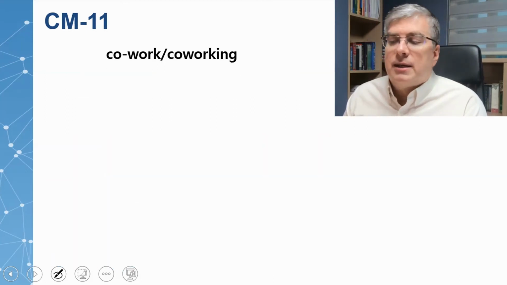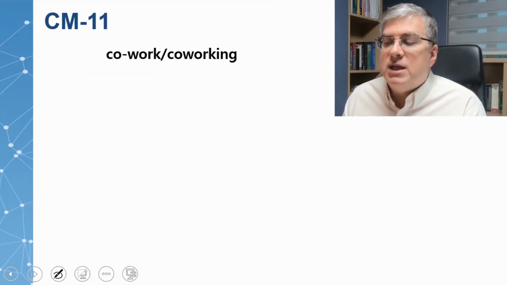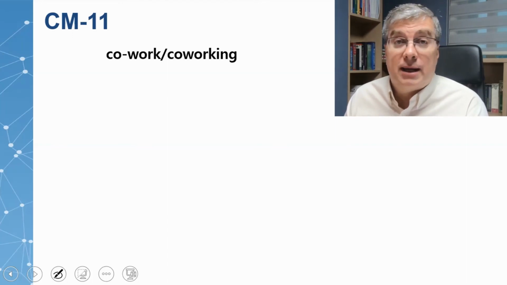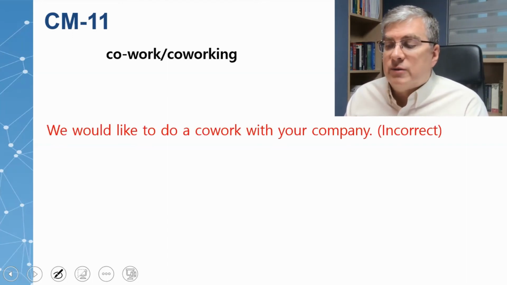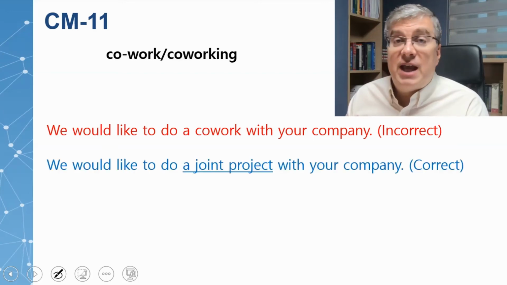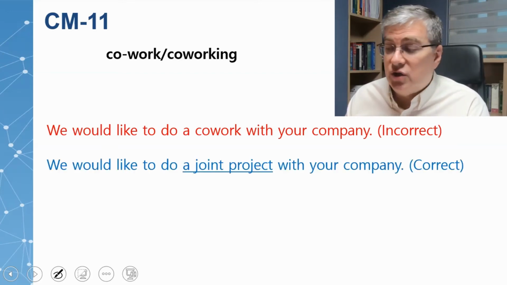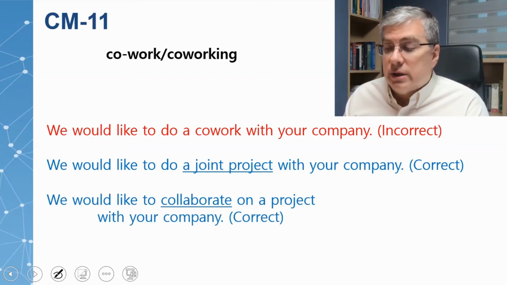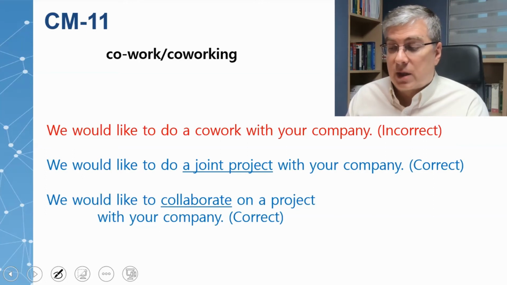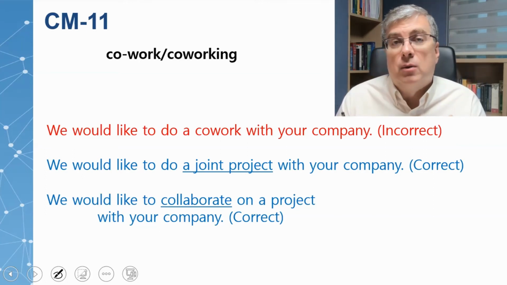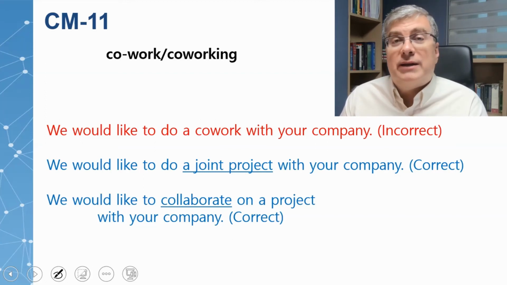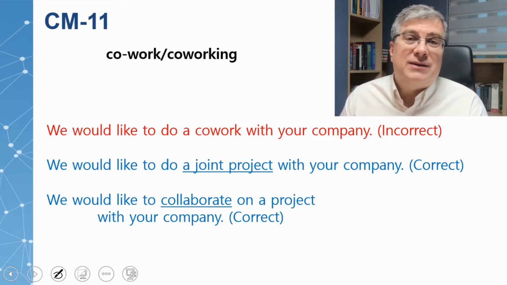Another interesting kind of Konglish that I've heard recently is the use of co-work or co-working. Don't use co-work in this way. We would like to do a co-work with your company. That's not correct. Instead, you should say, we would like to do a joint project with your company. Or you could say, we would like to collaborate on a project with your company. Collaborate means that you will work together with someone. That's another way you could say it. We would like to work together with you. Not we would like to co-work with you. That is Konglish. That's not correct.